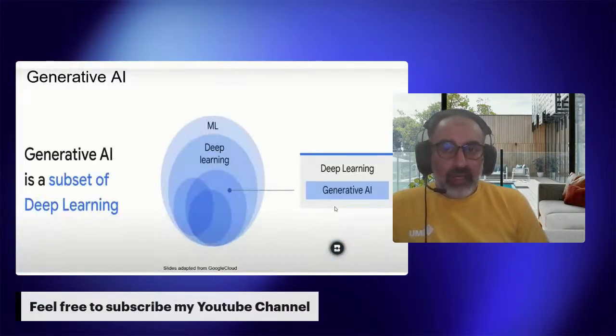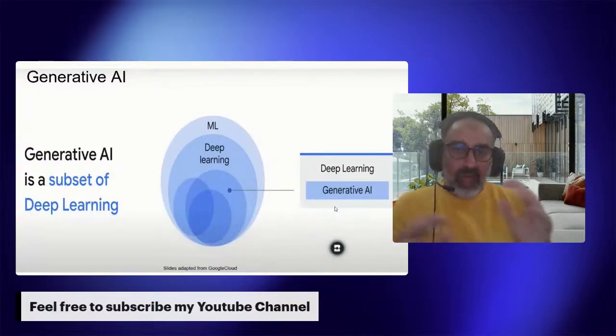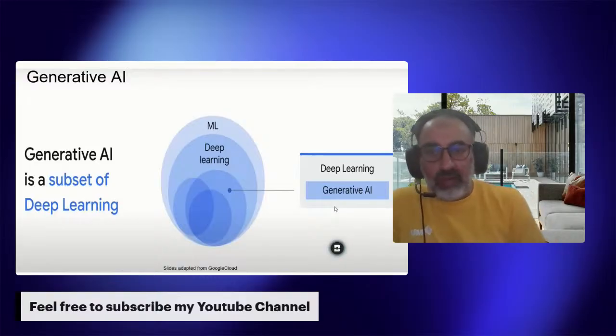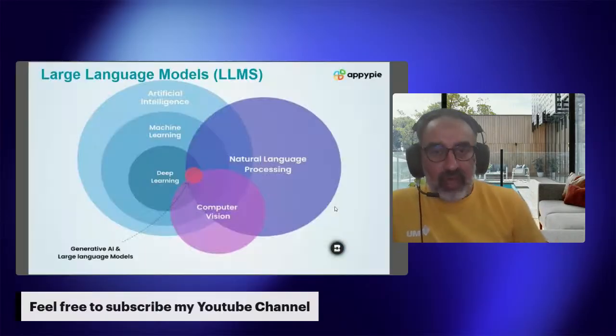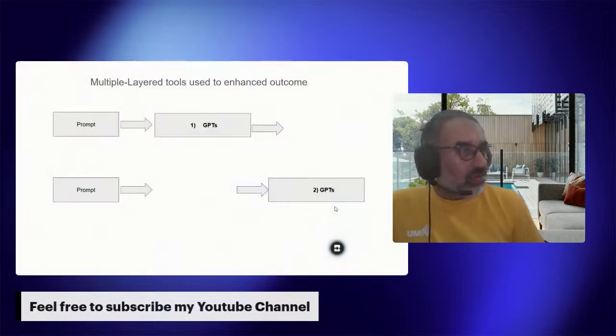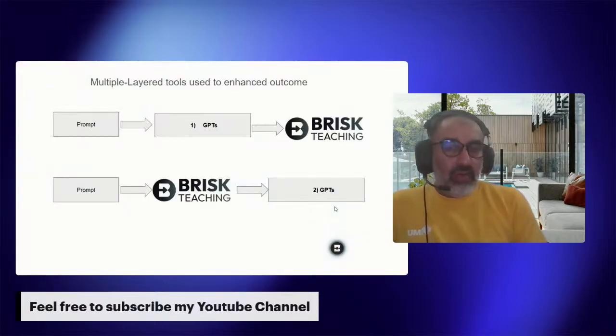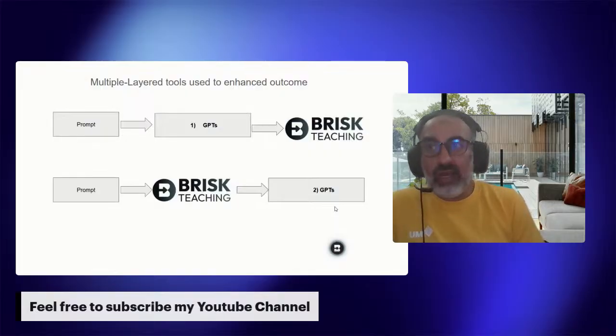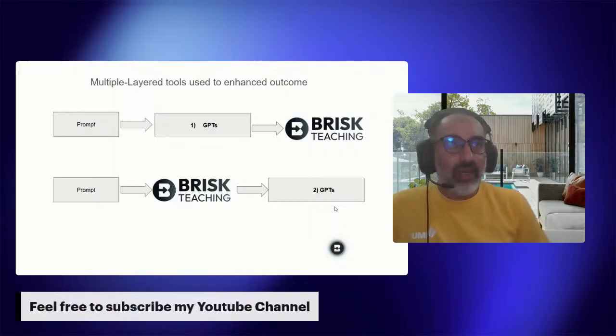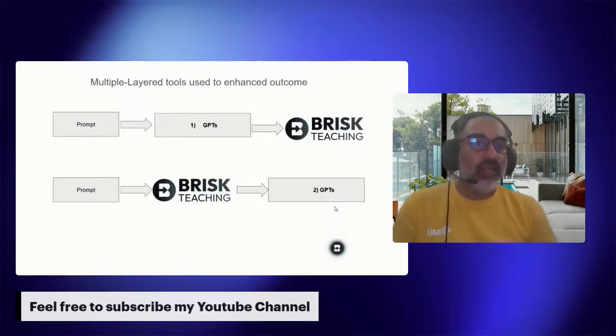Very quickly, generative AI, where we are from AI to machine learning to deep learning, and then comes generative AI. And then we have large language models. So the cool feature which I would like to highlight, long time ago when I studied neural networks, the layered concept. So we try to minimize the error at each layer, and that's how we could get enhanced output.